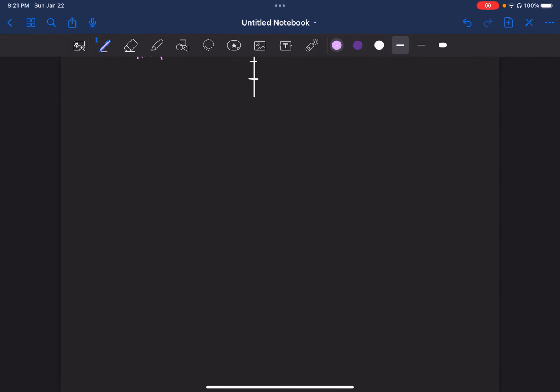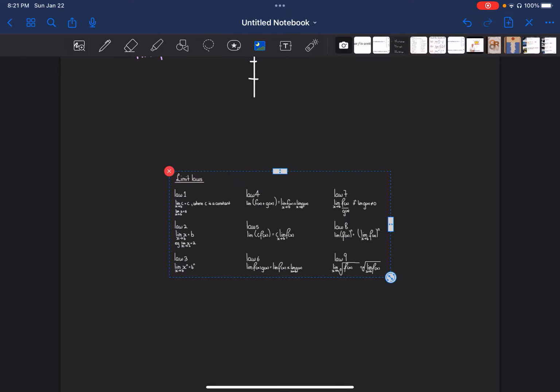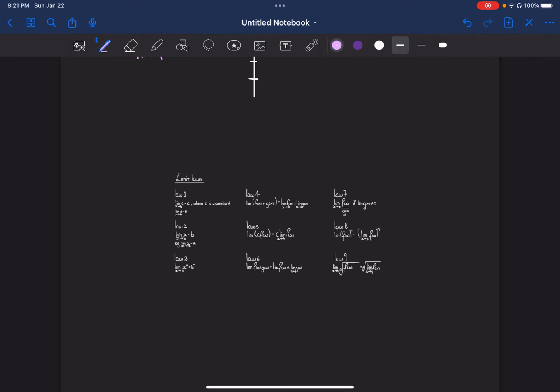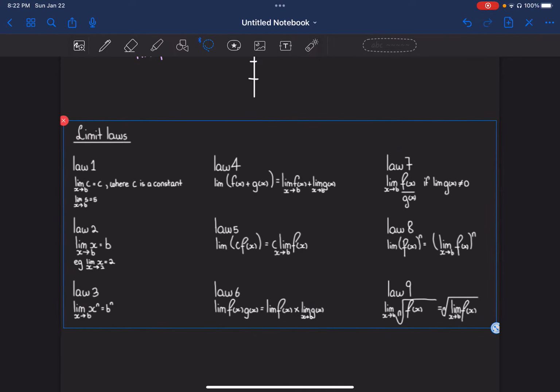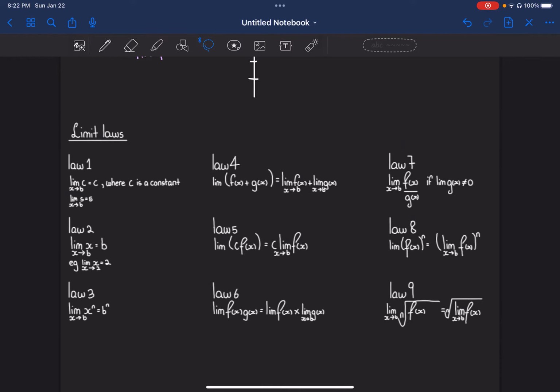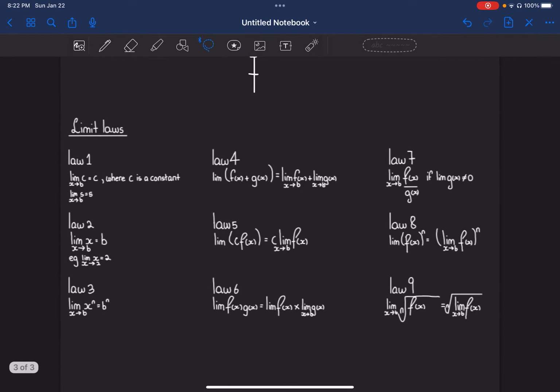So let's get a little further now. These are things that will be tested for CXC. I am not sure about anything else, but these are the limit laws. I'm resizing it so that we can get a better look. Now, I have never actually seen them test a question where they ask you directly about the limit laws. I think it's just something that's very good to know.